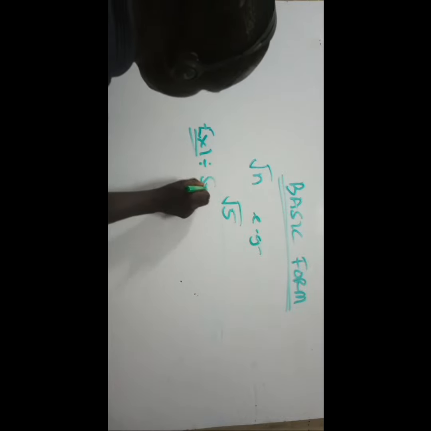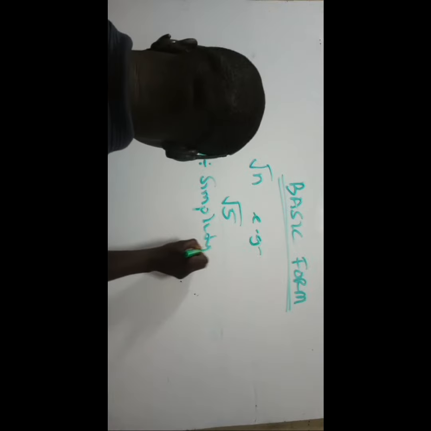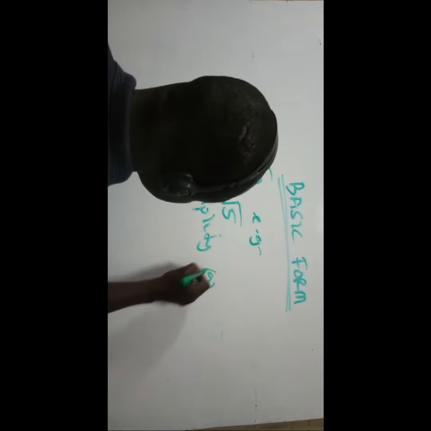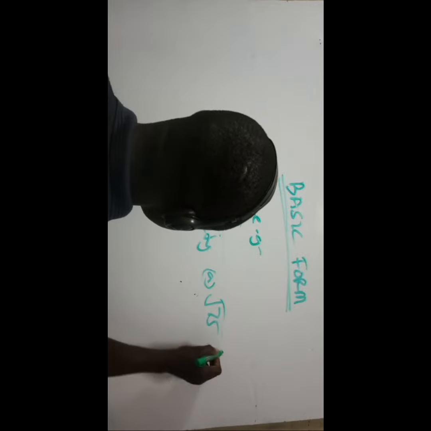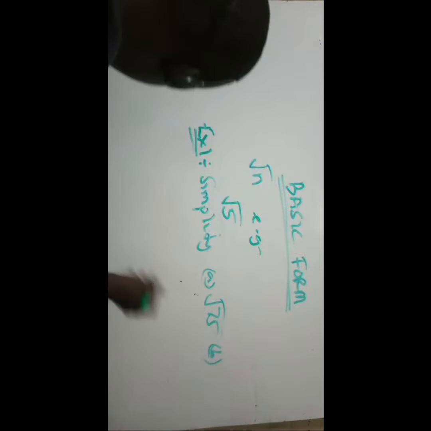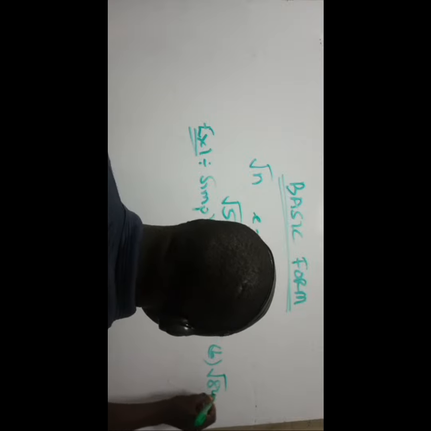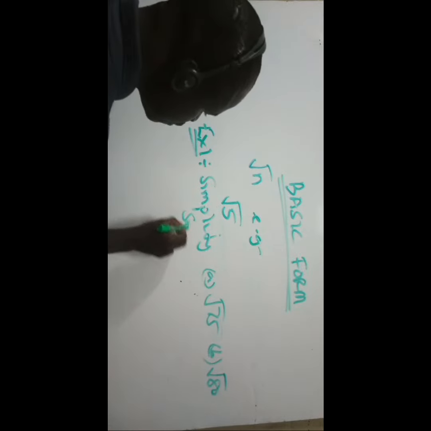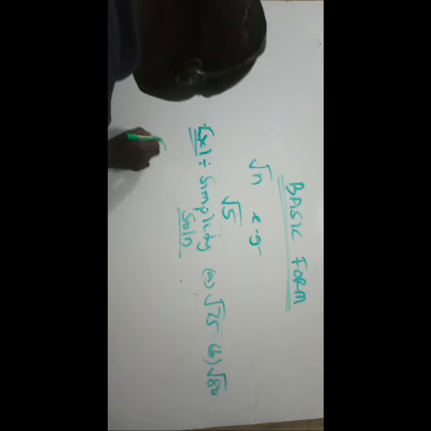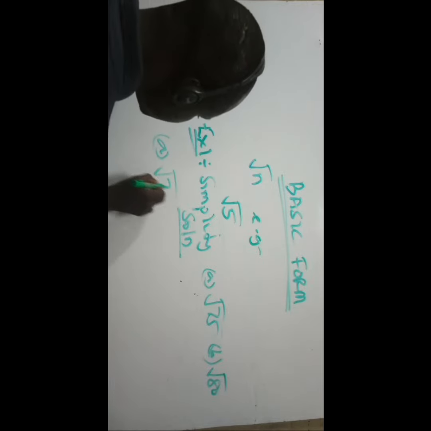Example, say, simplify the square root of 75. Let's just take two examples just to buttress our point. Then the square root of, let's say, 80. In this case now, what do we do? The first one is the square root of 75.